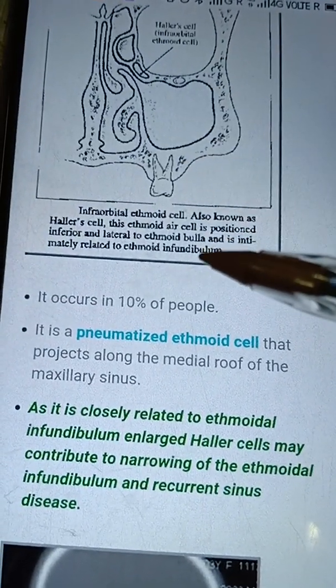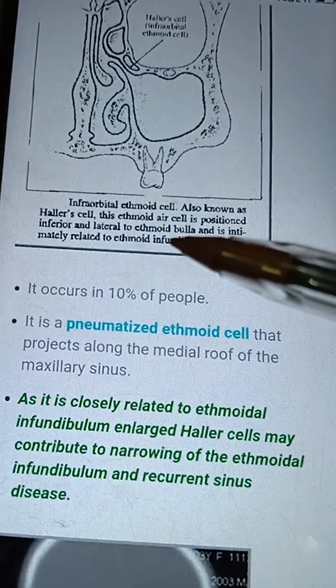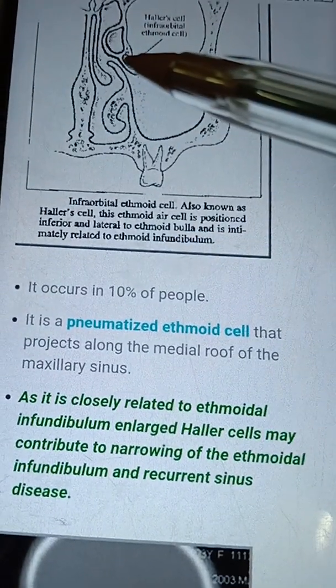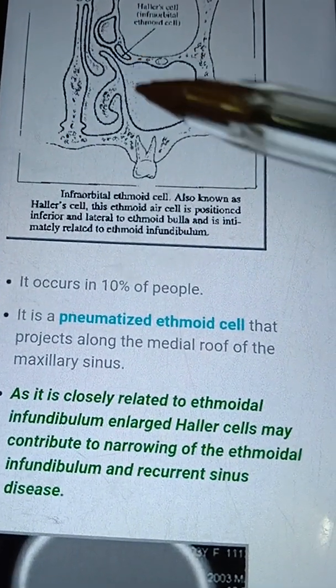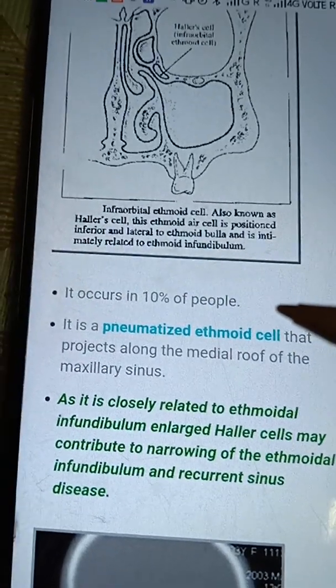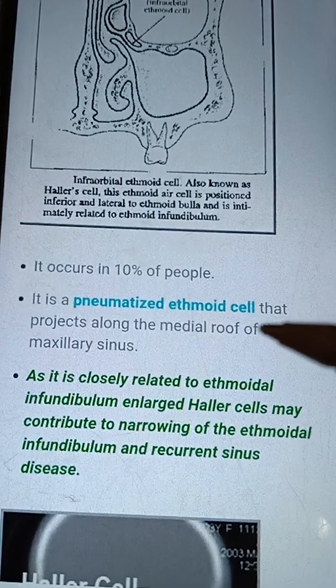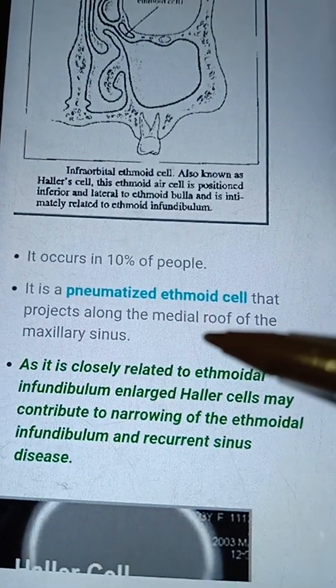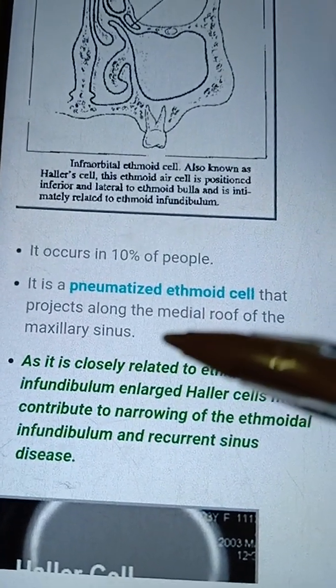It is positioned inferiorly and lateral to the ethmoidal bulla, and is intimately related to the ethmoidal infundibulum. It occurs in 10% of people. It is a pneumatized ethmoidal cell that projects along the medial roof of the maxillary sinus.